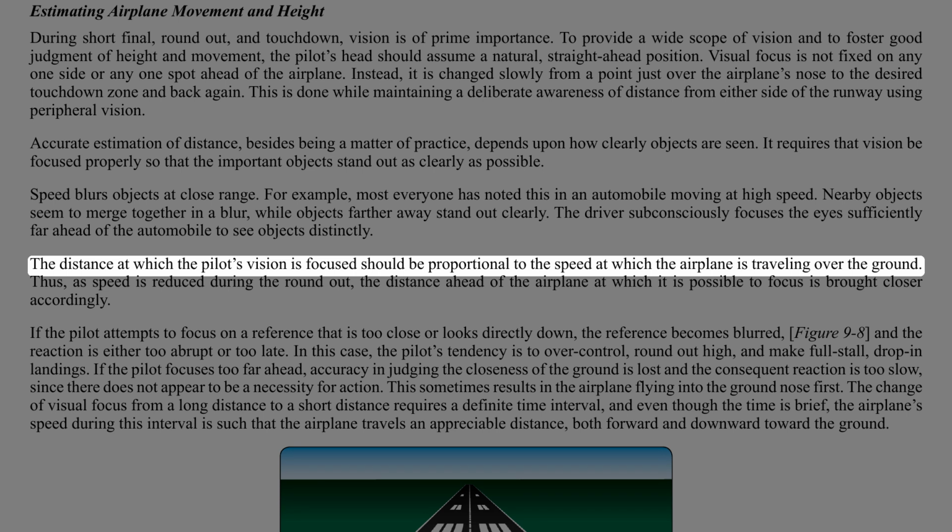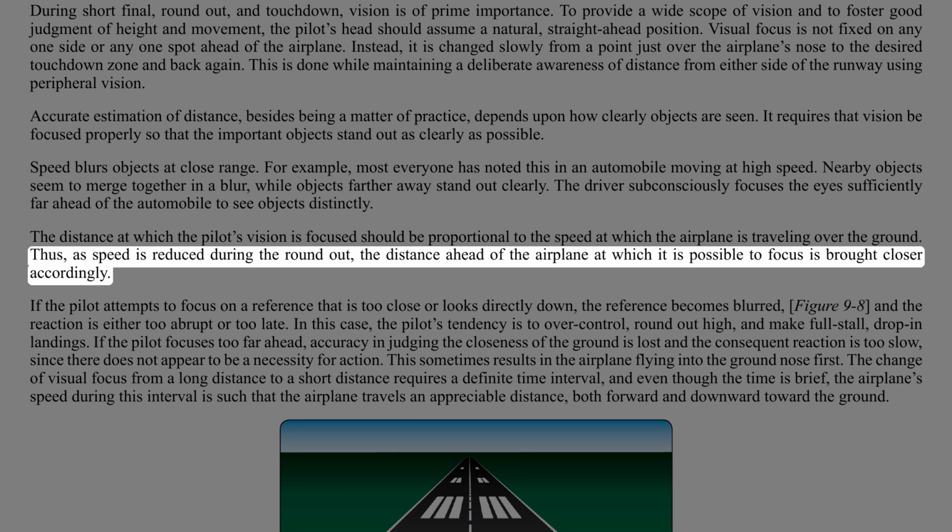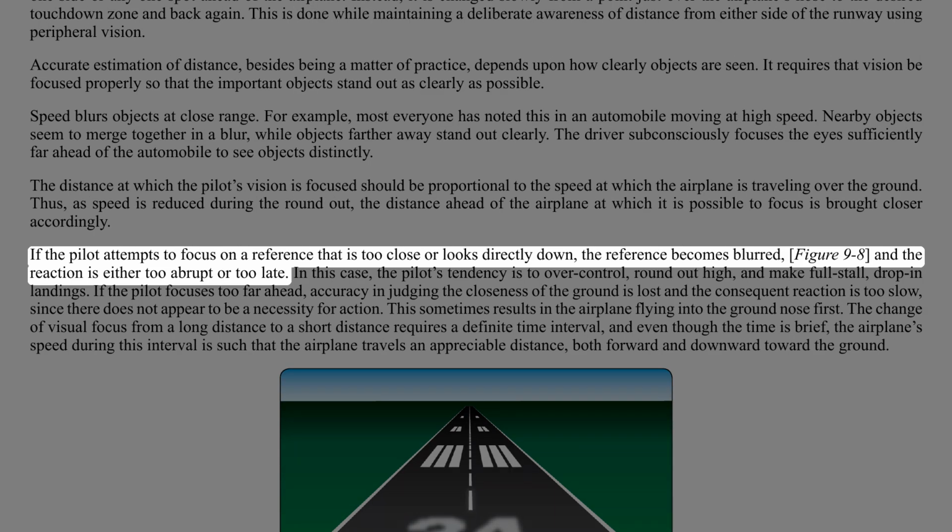The distance at which the pilot's vision is focused should be proportional to the speed at which the airplane is traveling over the ground. Thus, as speed is reduced during the round out, the distance ahead of the airplane at which it is possible to focus is brought closer accordingly. If the pilot attempts to focus on a reference that is too close or looks directly down, the reference becomes blurred, and the reaction is either too abrupt or too late.